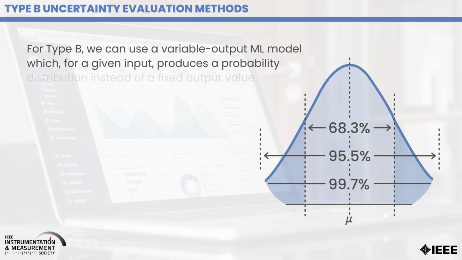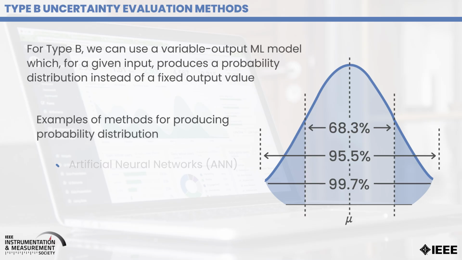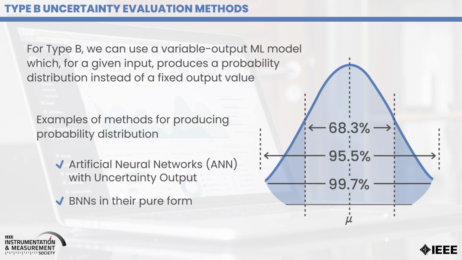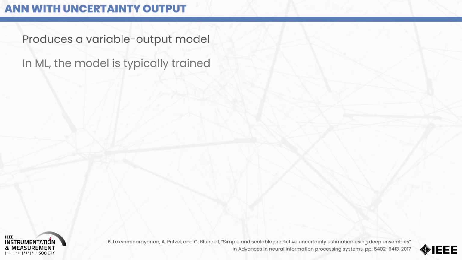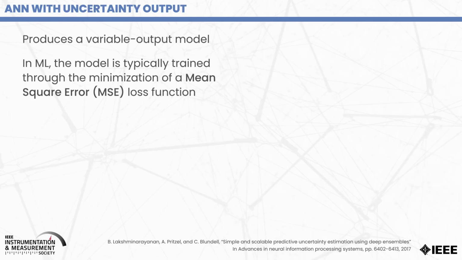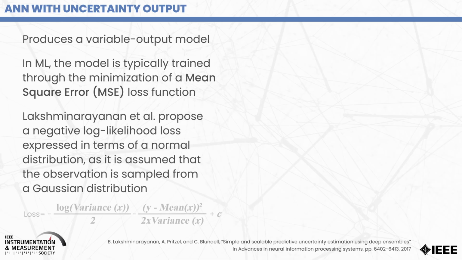Now, what if we have a model, a machine learning model, that doesn't produce a fixed output for the same input, but it gives us a distribution? Such models actually exist, such as artificial neural network with uncertainty output, or Bayesian neural networks in their pure form. Let's take a look at one of them. You see an example that the authors have used, instead of mean square error for a loss function, the authors have used a negative log likelihood loss.